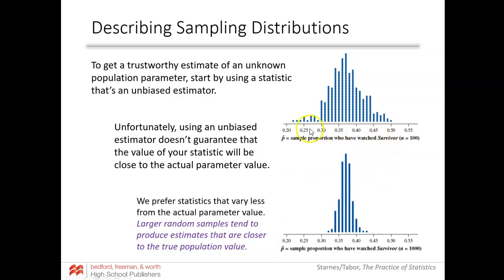Here they're showing the distribution of sample proportions. If they took sample sizes of 100 compared to sample sizes of 1,000, notice the variability is cut significantly. And that allows you to have a much better estimate for the parameter of the population.